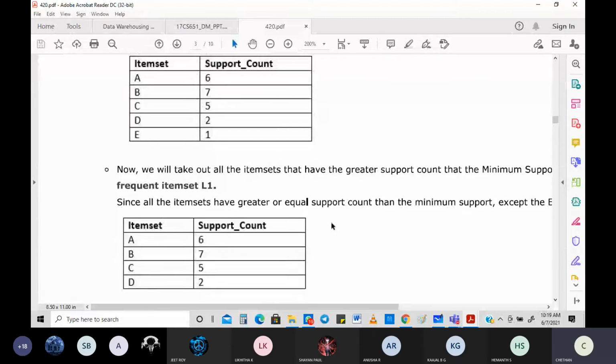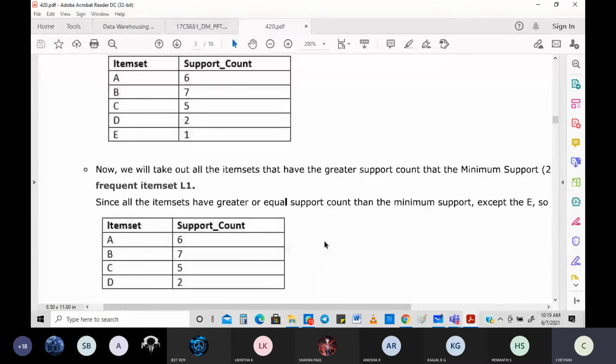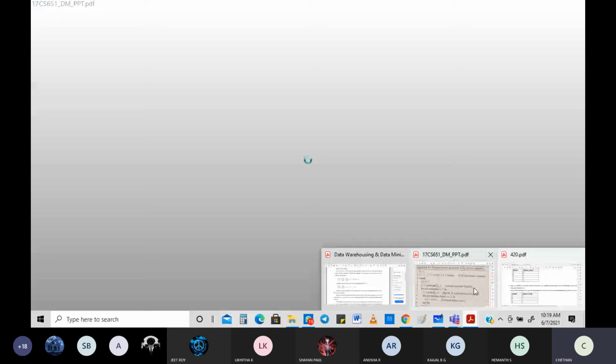This is what I was talking about. What is L1? Nothing. We are going to take out the ones which have minimum support of 2 or more. Anything less than 2, taken off. So which one is going out? E is going out. E is dead. So that's what you see even in the algorithm right here.